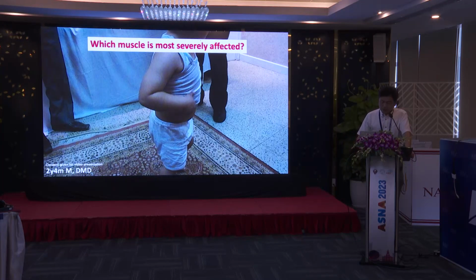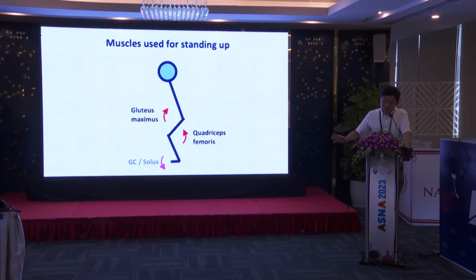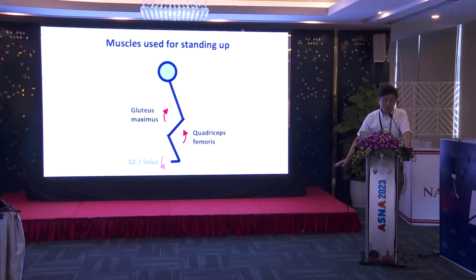Okay? So to understand the mechanism, when he stands up from a squatting position to really standing up, he has to extend 3 joints: ankle joints, knee joints, and hip joints. So let's focus on 2 major joints, hip joints and knee joints. To extend knee joints, of course, you need to use the quadriceps muscle. The major hip extensor is the gluteus maximus muscle. So those 2 muscles, okay?